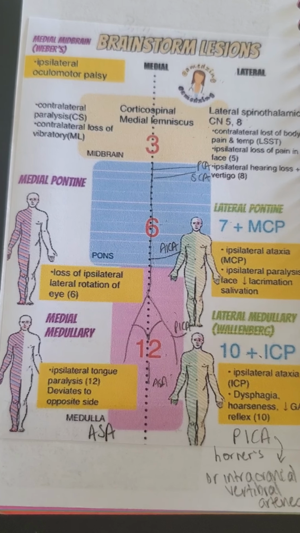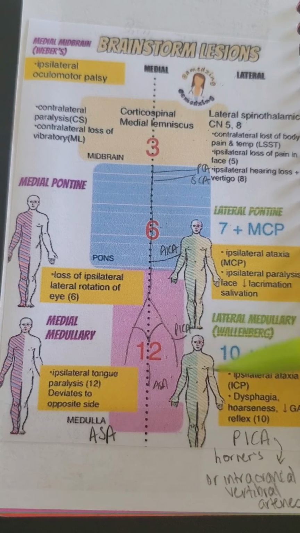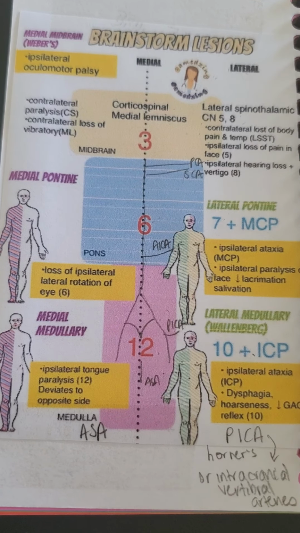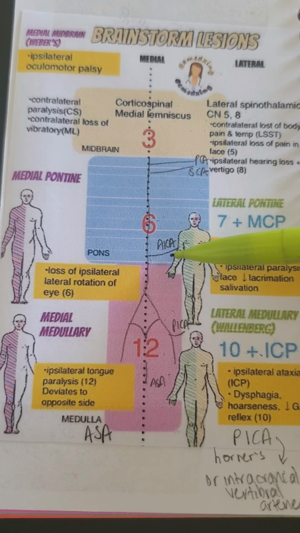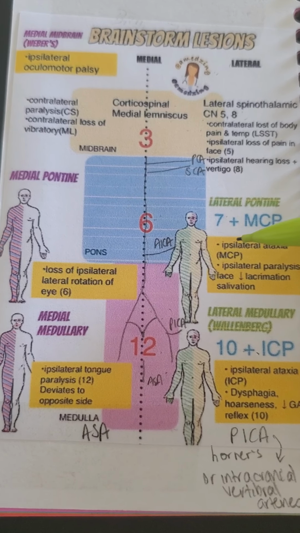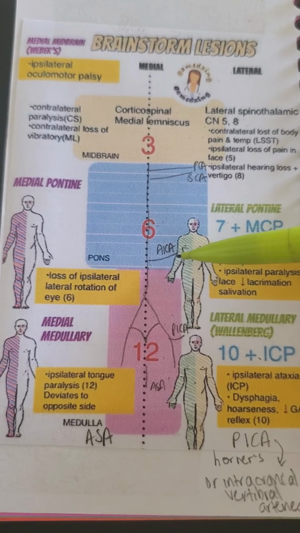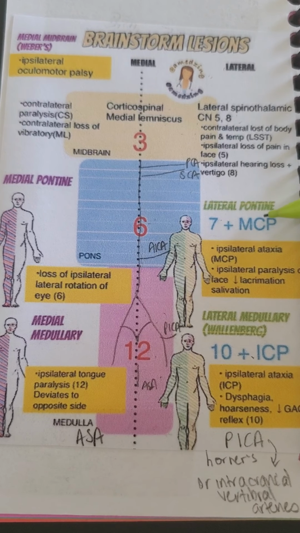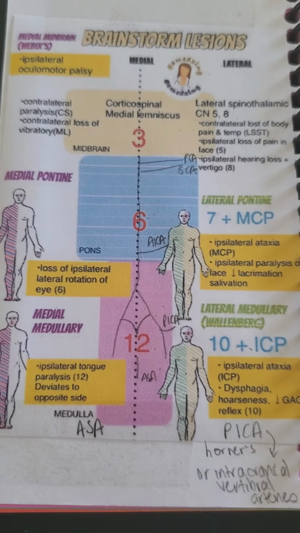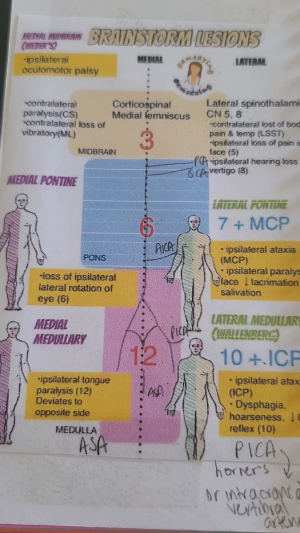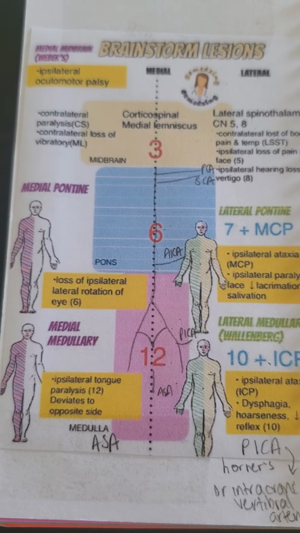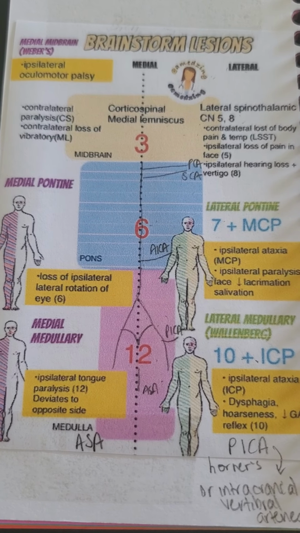So this is how it works, guys. These are the two arteries that are most important for these brainstem lesions. And even AICA, which is the anterior inferior cerebellar artery, causes lateral pontine syndrome. Okay, so guys, this is a quick fact sheet of brainstem lesions, and I hope this was easy to understand and helpful.